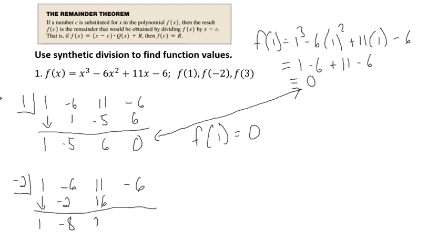11 and 16 give you 27. 27 times negative 2 is negative 54, which gives you negative 60. So f of negative 2 is negative 60. As opposed to plugging in and worrying about all those negatives, exponents, and everything, synthetic division does that quickly for you. Let's try it with 3. Again, same coefficients.